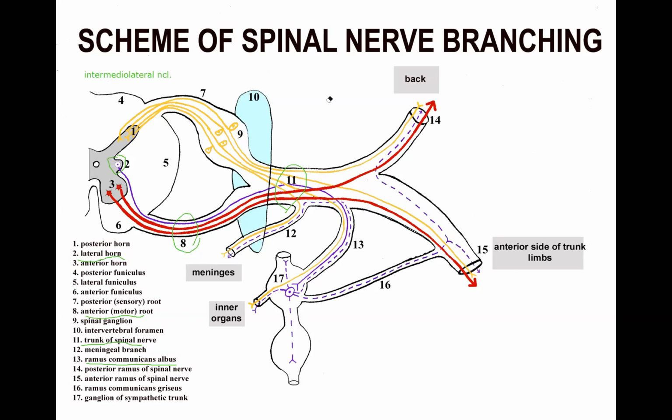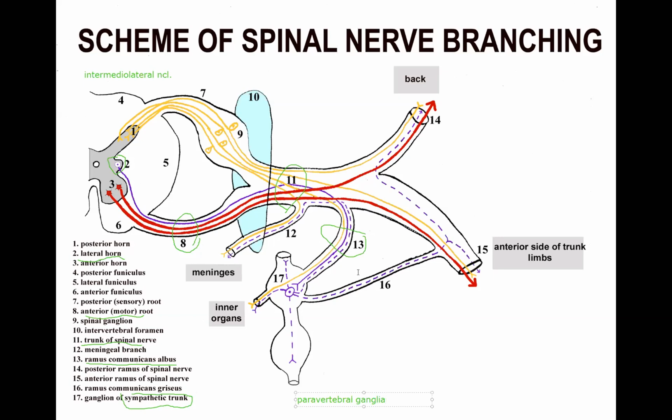I have to circle, of course, this one, yeah. White communicating branch, myelinated fiber, and it comes to the sympathetic trunk. Yeah, this is the sympathetic trunk, and it's the same as we said. It's also paravertebral ganglia, which are forming the trunk.